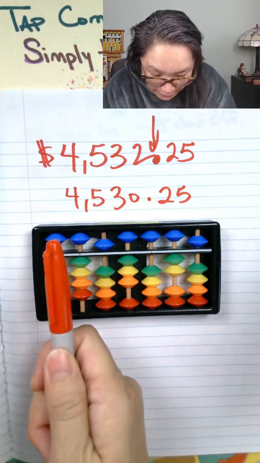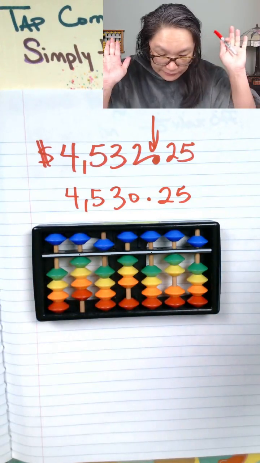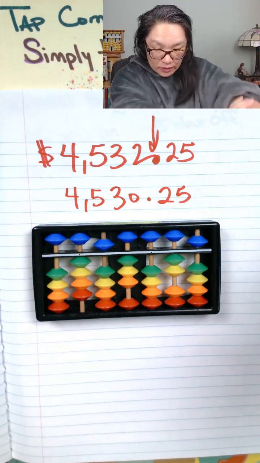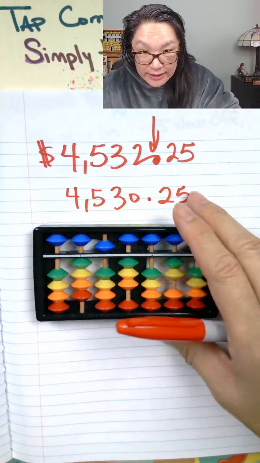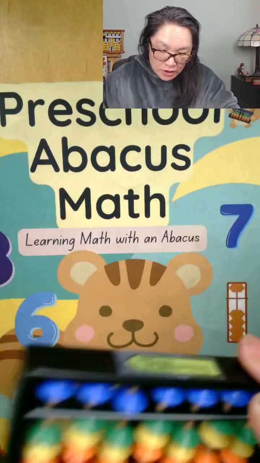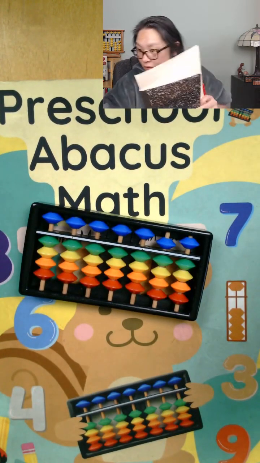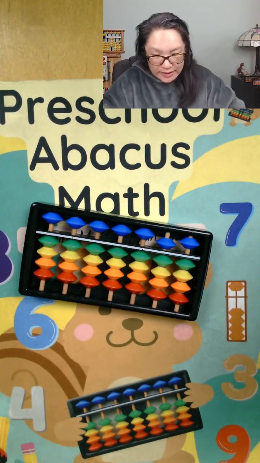We go from left to right. Easy, right? Simple to use, easy to understand. Yes, thank you so much for letting me know. So, that was the first step. The first step was to actually understand how to read the abacus.